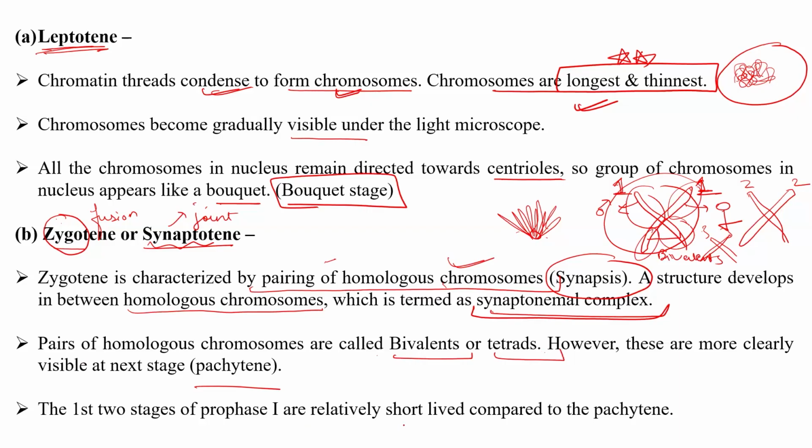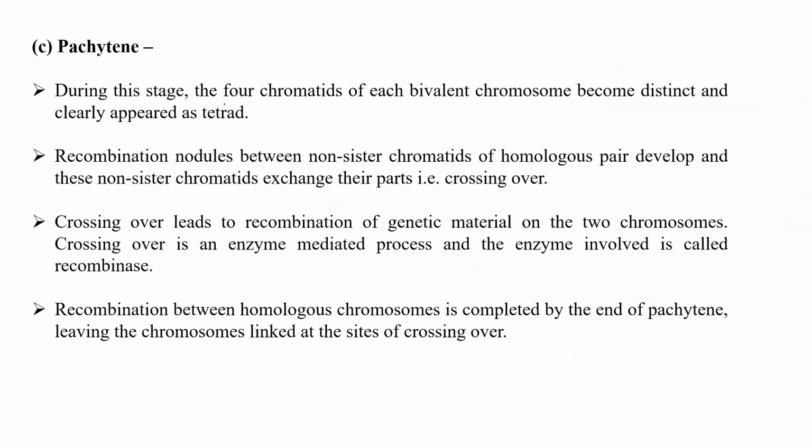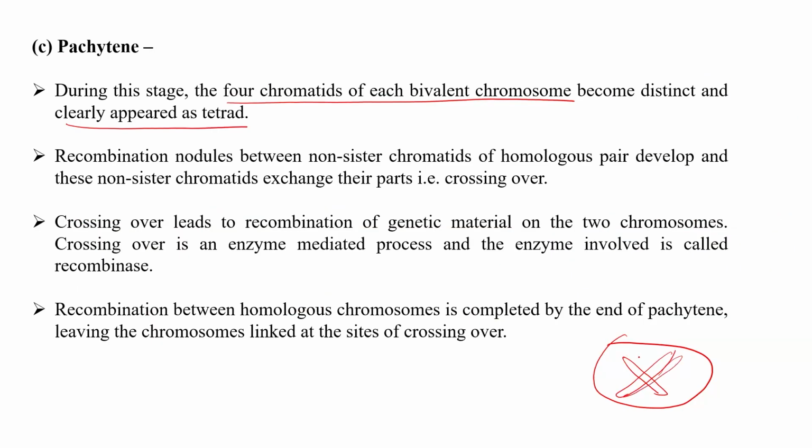The first two stages of prophase 1 are relatively short-lived compared to the pachytene. So pachytene is a longer stage, and during this stage, the four chromatids of each bivalent chromosome become distinct and clearly appear as a tetrad. So you can see here, this is chromosome 1, this is also chromosome 1, but with this, they have one sister chromatid attached to it. They also have one sister chromatid attached to it, forming a tetrad. 4 arms. So they have 4 arms forming a tetrad, and this tetrad is clearly visible in the pachytene stage.